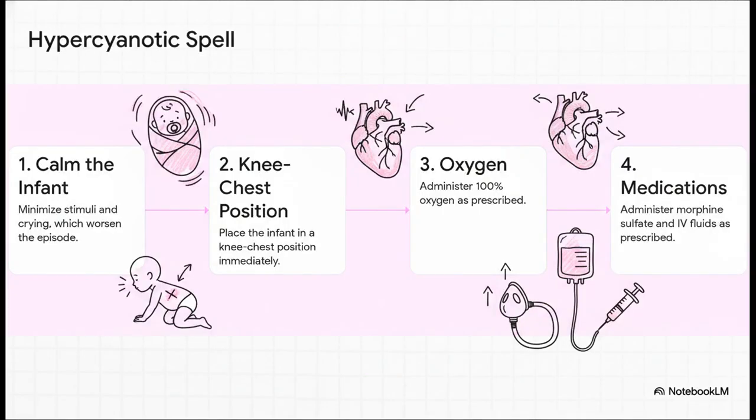First, you've got to calm the baby down because crying just makes it worse. Second, and this is the most important part, you put them in the knee-chest position. This simple little maneuver kinks the blood flow to the lower body, which actually increases the pressure in the systemic circulation. And that higher pressure helps force more blood to go down the correct path, into the pulmonary artery, instead of shooting across the VSD. After you do that, then you give oxygen and call for help.